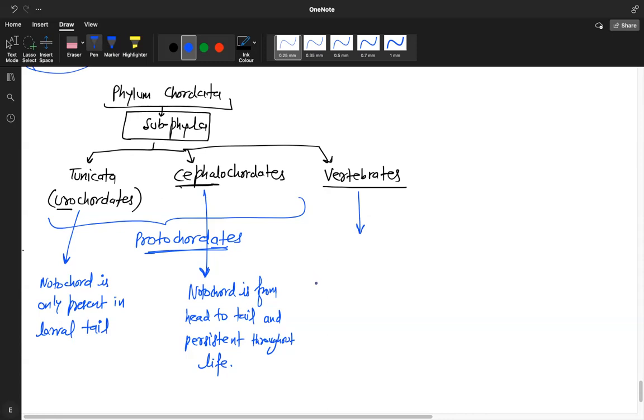But later on, that notochord is replaced, at the same position, at the same place, by the cartilaginous or bony vertebral column in the adult. Now in humans, the vertebral column is bony. It consists of 33 bones connected together in a chain-like fashion to make the spine, which is our vertebral column.